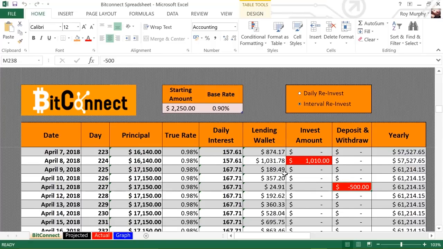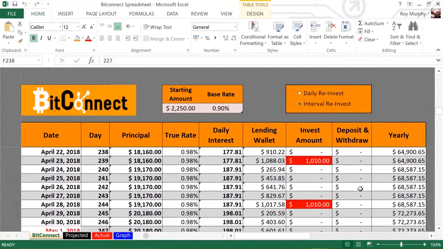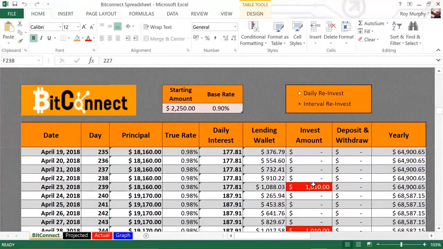Passive income in April. I'm still doing my daily reinvests. But here, $61,214. I'm only on day 227. I'm not even a year in yet. Let's carry on. Let's look down. Let's see how this Bitconnect projection works.